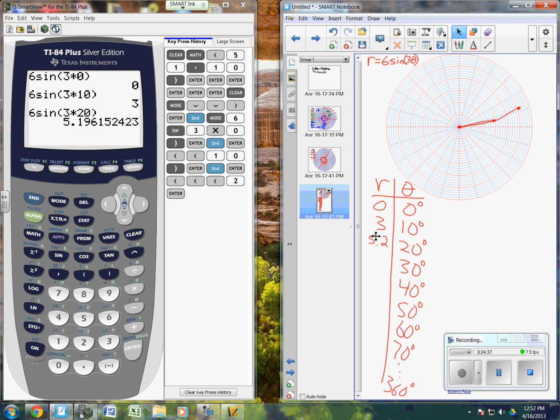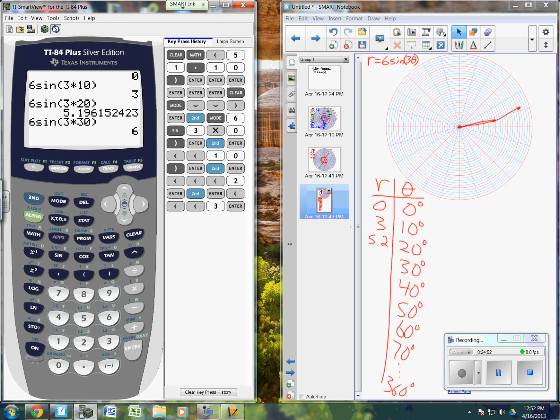Now we're going to put in 30 degrees. If you go to 30 degrees, you get 6. So I get 6, comma 30. I'm going to go to the 30-degree line and go out to 6, and I have another point right here. So now I have this right here. And then you keep doing that. Do you guys get the idea?